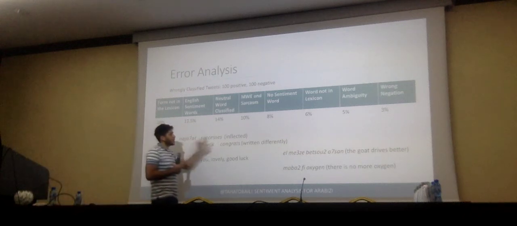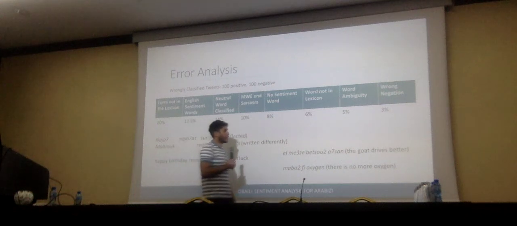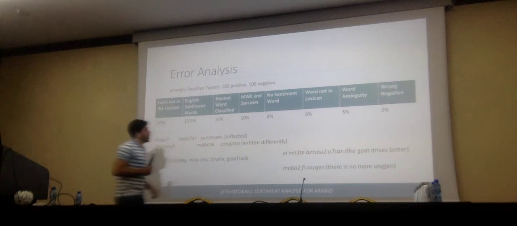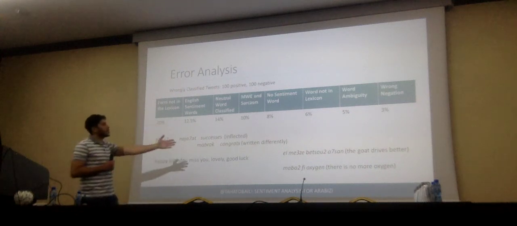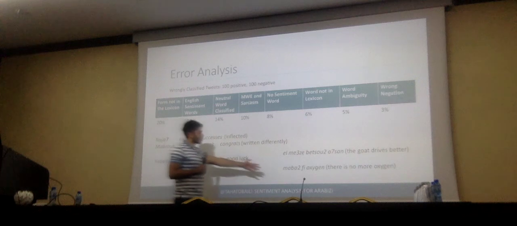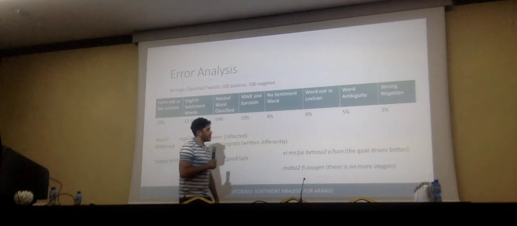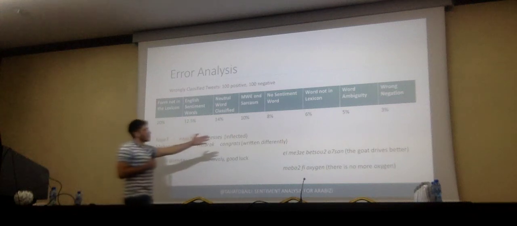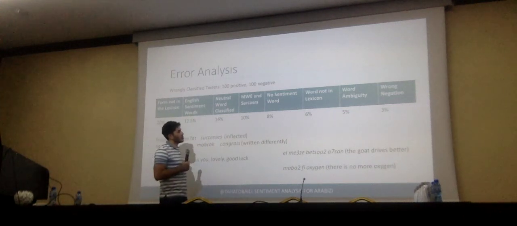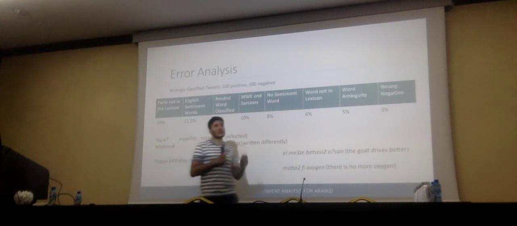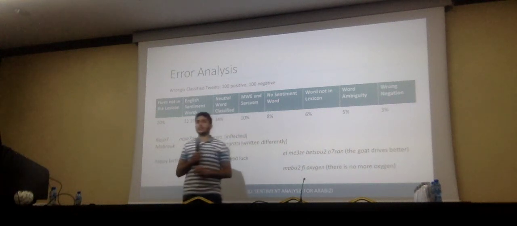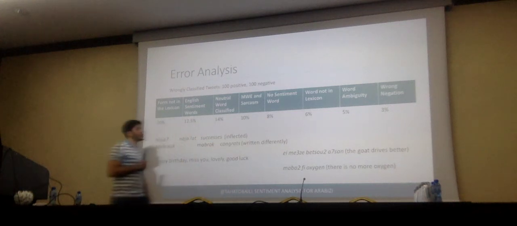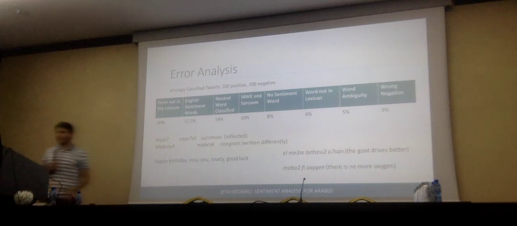Multi-word expressions and sarcasm are so common in Arabic dialects. Over here we have "the goat drives better." No sentiment word. This is also so common in the literature. This tweet means there's no more oxygen. We had only 6% from the sample that we took, 200 tweets, where the actual sentiment word is not in the lexicon in any form at all. The rest, word ambiguity and wrong negation, were small percentages, but they're written in the paper.